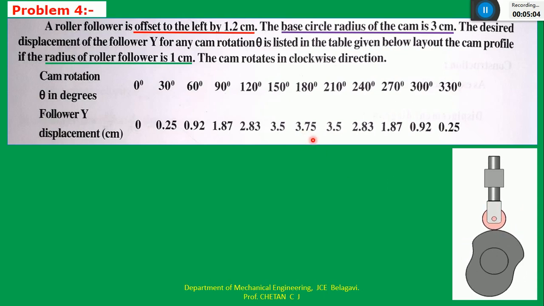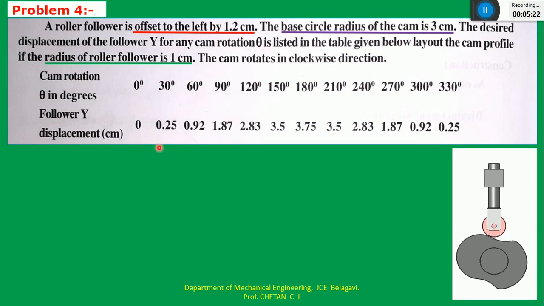After this, it is coming down. There is no rest. Immediately for the next 30 degree, it is coming down. That is 3.5, 2.83, 1.87, 0.92, 0.25, and finally it will be 0. For the 360 angle, it will be again 0.